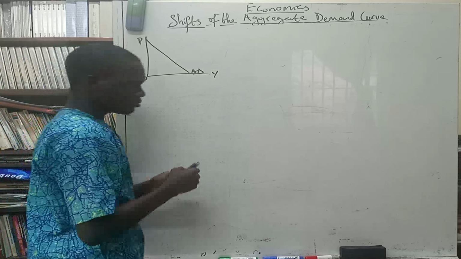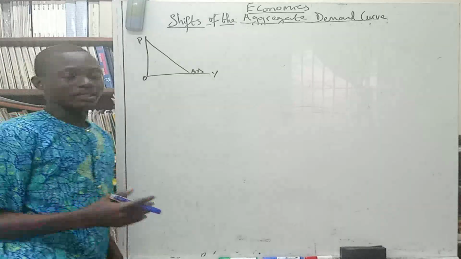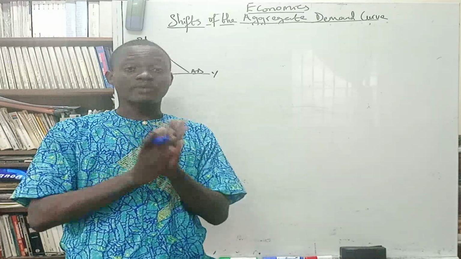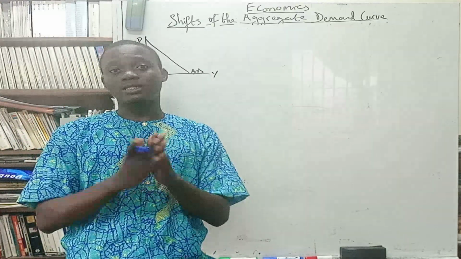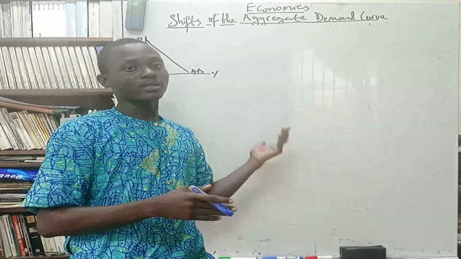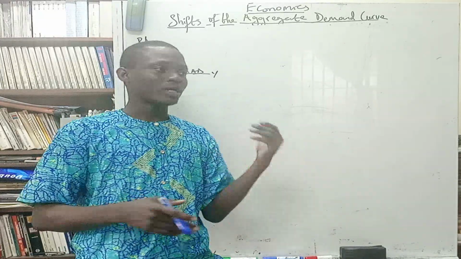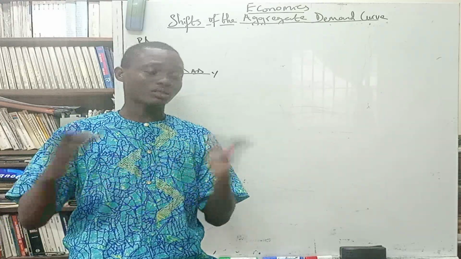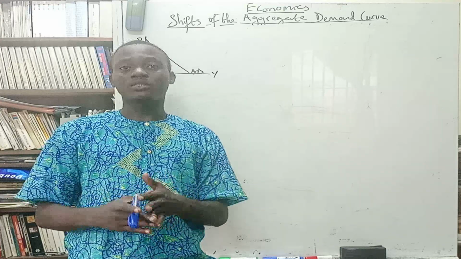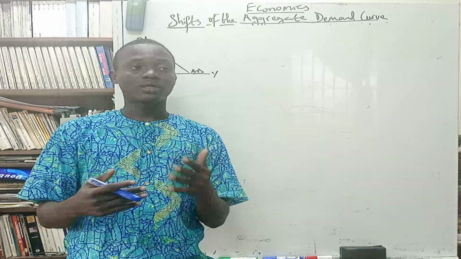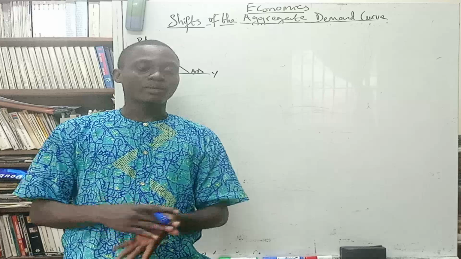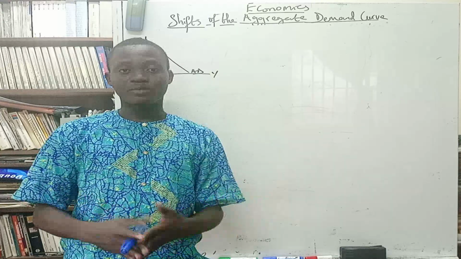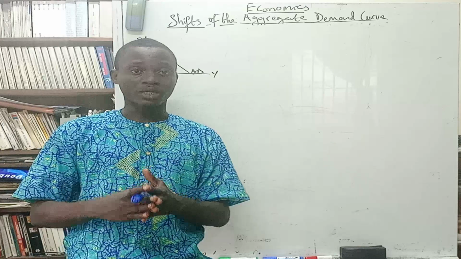So what we want to look at in this particular video is to check the effect of an expansionary fiscal policy as well as an expansionary monetary policy on the aggregate demand curve. So how is that going to shift this? Now recall, if you've known it already, expansionary fiscal policy is talking about how governments boost economic activity by lowering taxes or increasing its spending, that is government spending, or doing both at the same time.